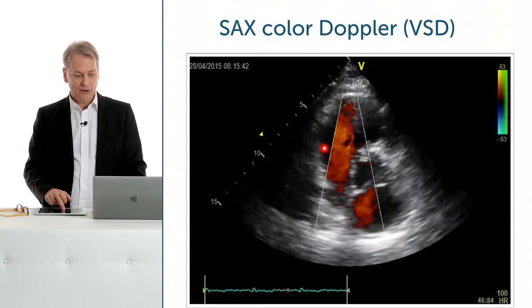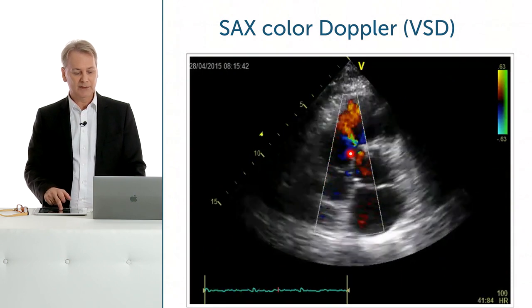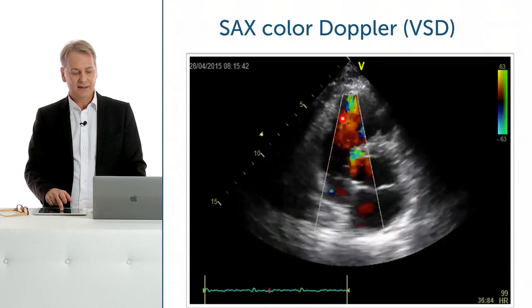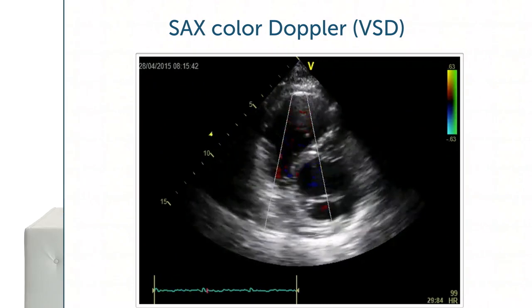Here is an example, though, of a patient who has a perimembranous ventricular septal defect. You see the turbulent flow and the aliasing that goes from the LVOT into the right ventricle right here.